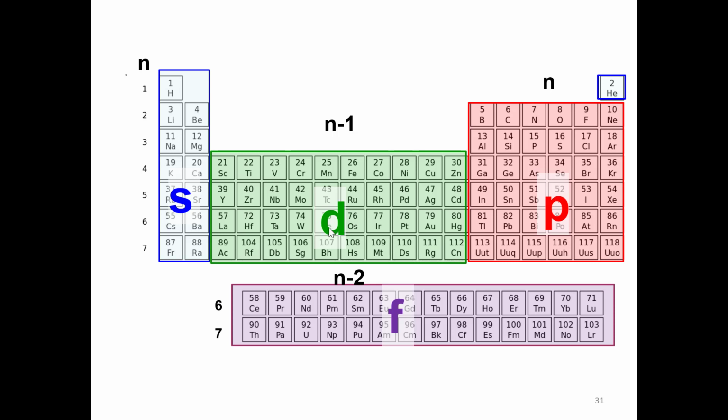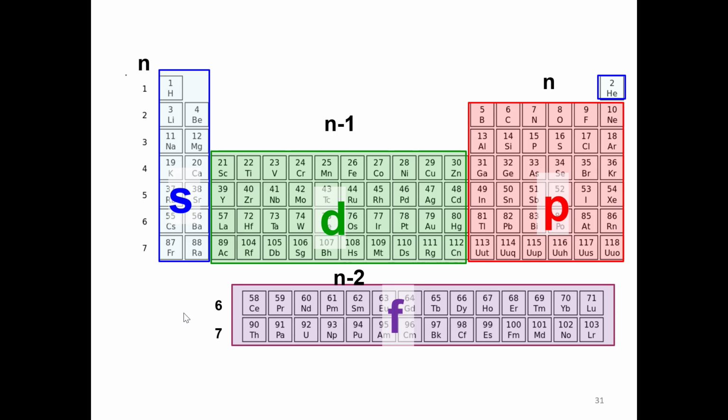The same happens with this group: the last shell must be D. This last shell must be P. The last shell must be F. One more thing, remember the maximum number of electrons each shell can hold.